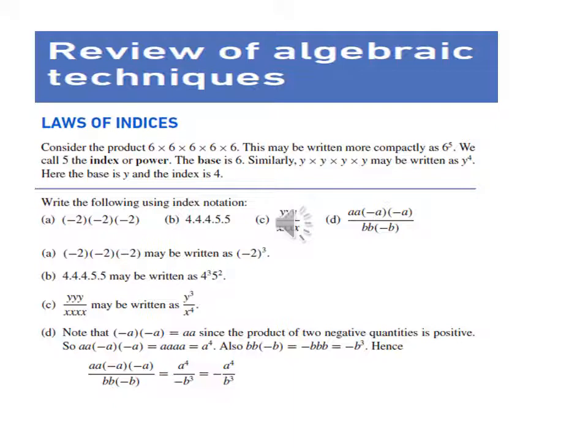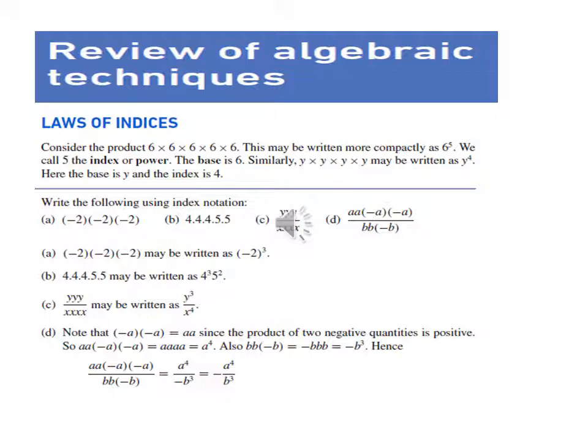Example: write the following using index notation. Minus 2 multiplied by minus 2 multiplied by minus 2 may be written as minus 2 to the power 3. 4 multiplied by 4 multiplied by 4 multiplied by 5 multiplied by 5 may be written as 4 to the power 3 multiplied by 5 to the power 2. Triple y and 4 divided by 4x may be written as y to the power 3 over x to the power 4.